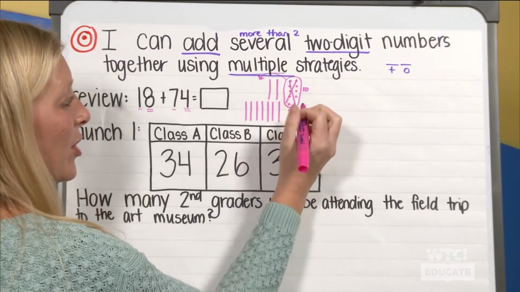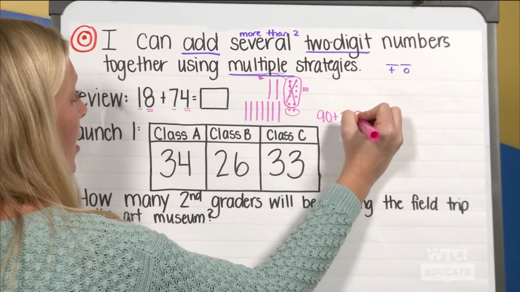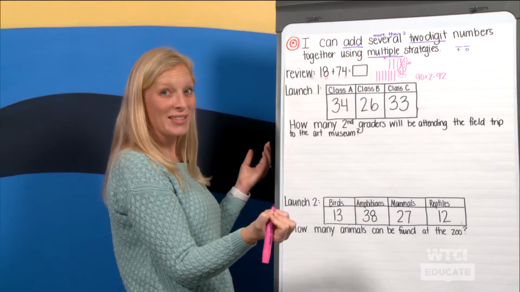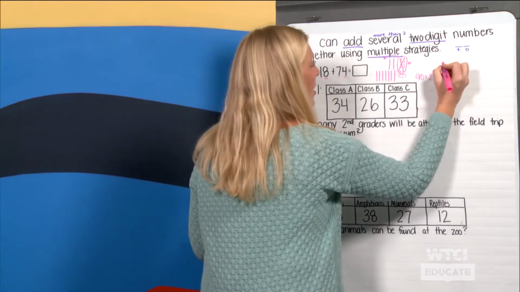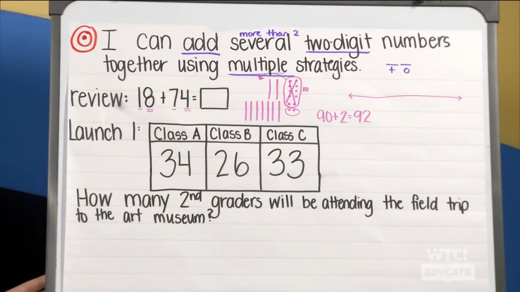And then I have my 2 little ones right here. Can't forget about those. And I have my number 92. Does that make sense to everybody? Now, one more way I'm going to show you, because this might help you as you're thinking about your work today.